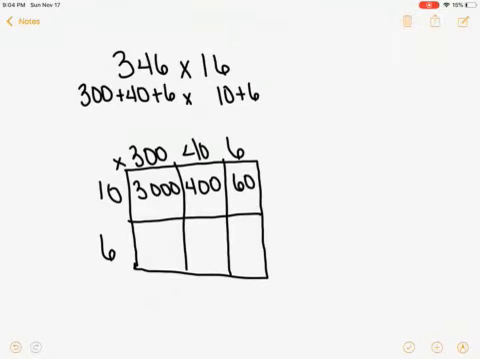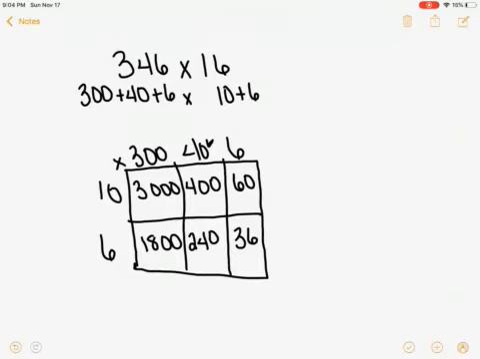And then from there, we'll start over with our bottom number. So 300 times 6, or 3 times 6, which is 18. And add those two zeros. Okay. 40 times 6, or 4 times 6, which is 24. And add our 0. And then 6 times 6, which is 36.